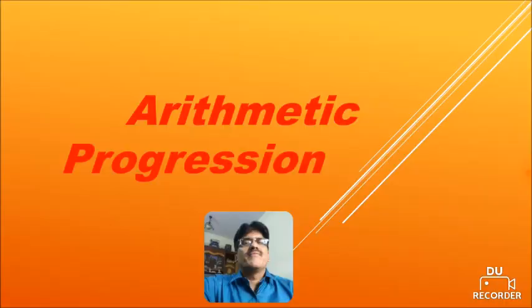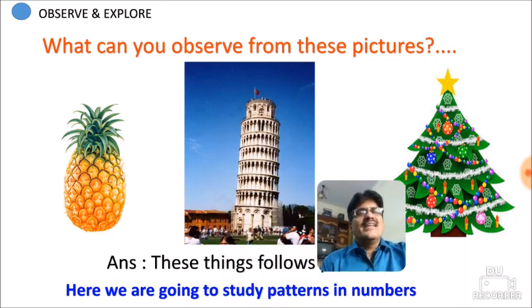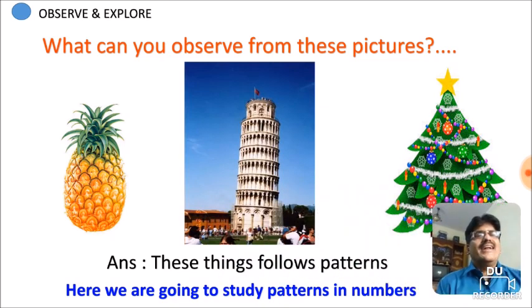Arithmetic Progression. Observe and explore. Students, what can you observe from these pictures? Yes, there are three pictures. One is of a pineapple, second is a tower, and third is a Christmas tree. These three things follow which thing? Yes, they are following one pattern. Here we are going to study patterns in numbers.